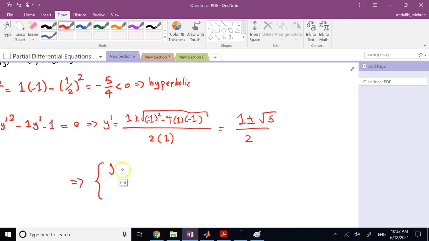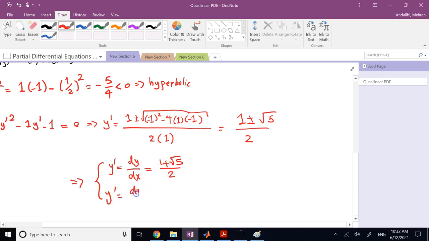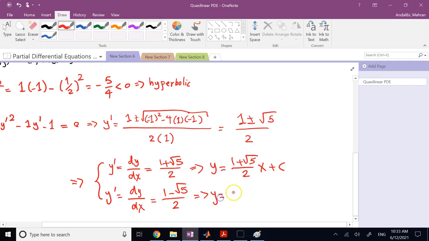Y prime, which is dy over dx, is either 1 plus square root 5 over 2, or it is 1 minus square root 5 over 2. And if you solve this, clearly when y prime is constant, y is going to be a linear function of x. So this is one of the solutions. And this is the other one of the solutions.